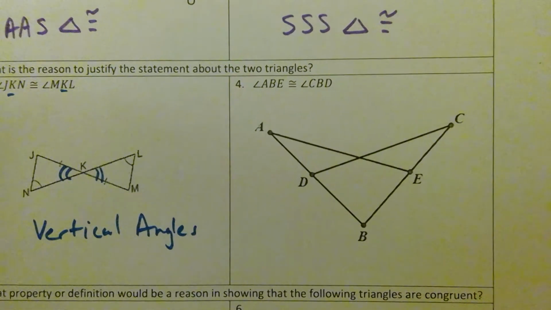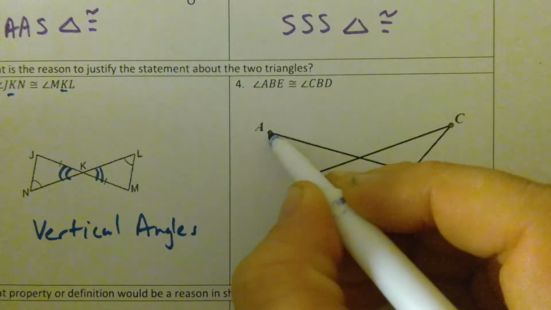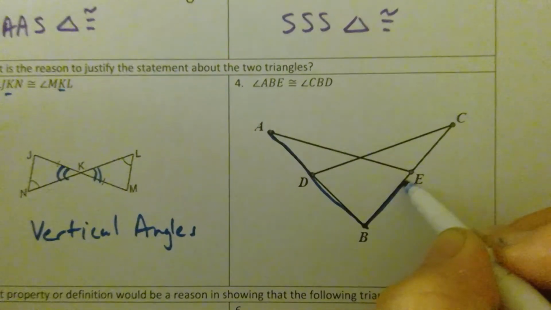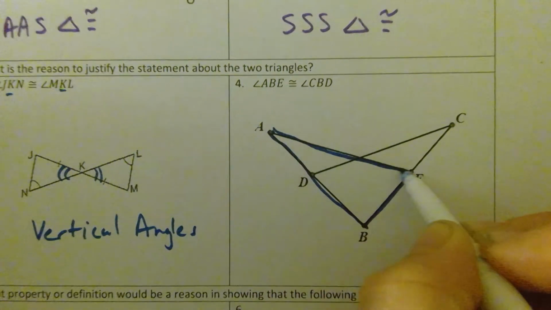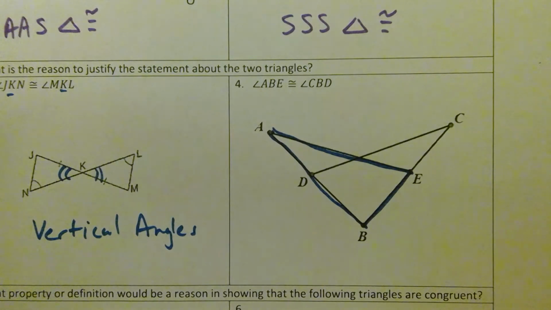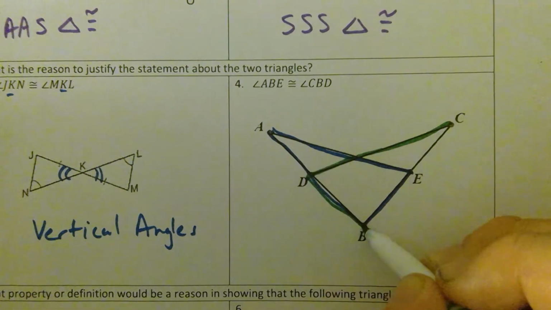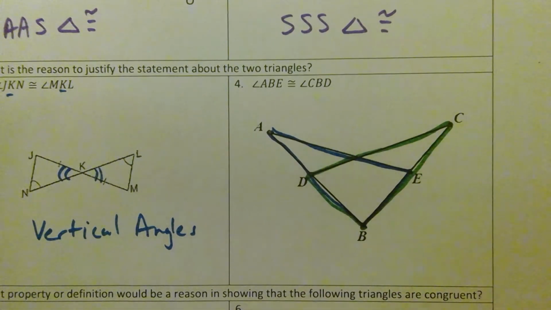Okay, so go ahead and try number 4 on your own. Now 4 is a bit tricky because of the angles that we're looking at here, and how our triangles are set up. We've got 2 triangles in this diagram. Our first triangle is going to be triangle ABE. I'm going to do that one in blue. And then I'll do my other one in green, CDB. Okay, so those 2 triangles right there.